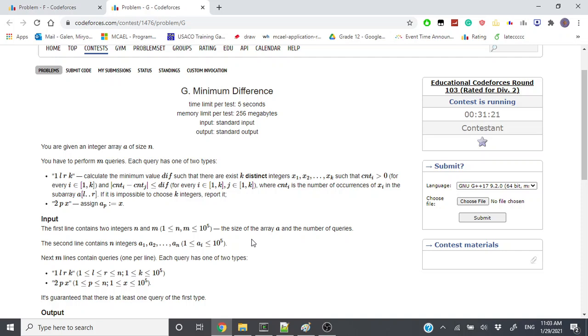We can solve it if we have a frequency array. Can we generate a frequency array, or a frequency array over the frequencies? How do we do this? To count the number of elements with one frequency, it sort of has to be online because we have updates.